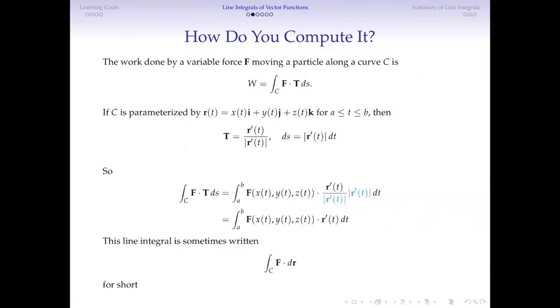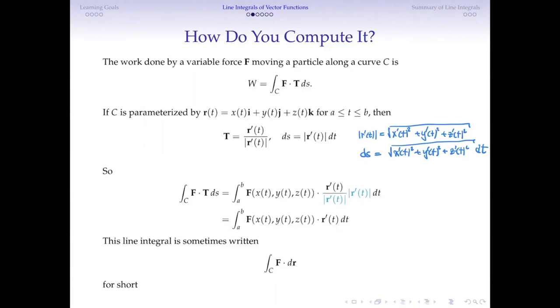So why is that true? Remember that the magnitude of r prime of t is just the square root of the sum of squares of components, which for a space curve in 3 dimensions looks like this. And remember that the arc length is exactly that same quantity times dt. What that means for us is the following thing.